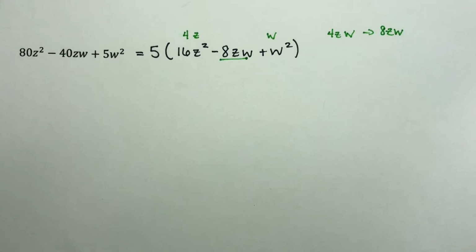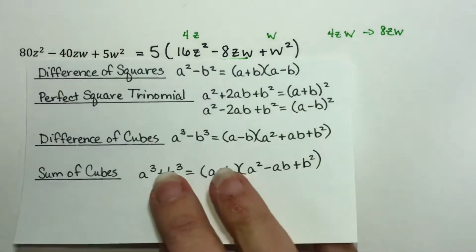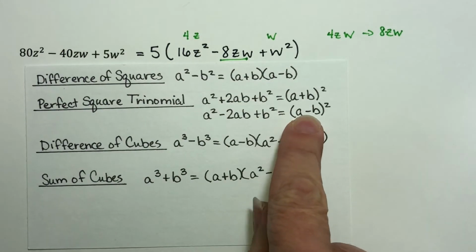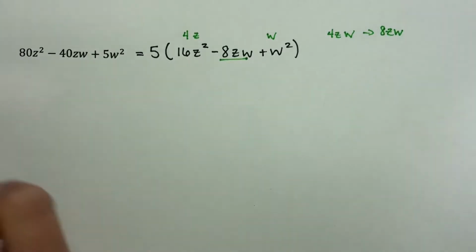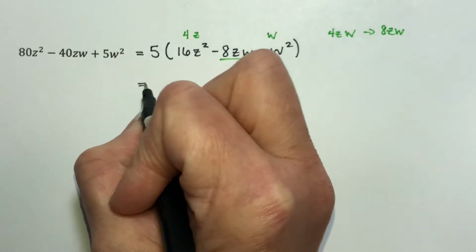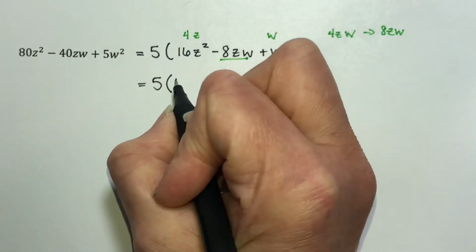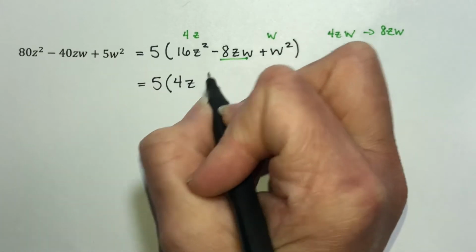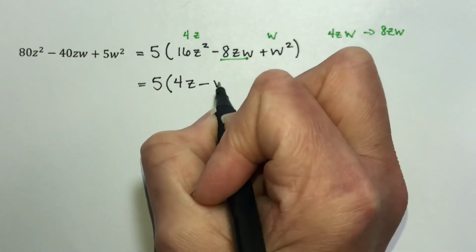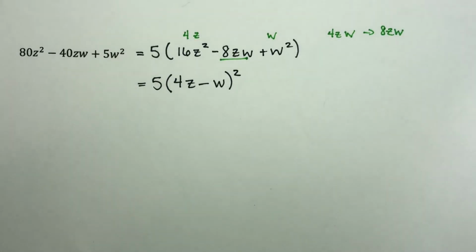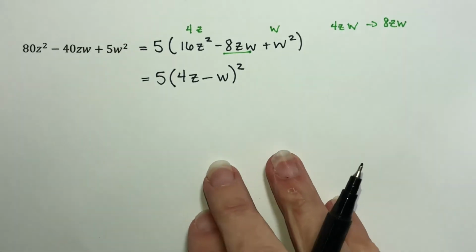That means I have a perfect square trinomial. And since this is a minus, I'm going to use the minus version right here. So my answer will be 5 times (4z minus w) squared. And that is my answer in factored form.